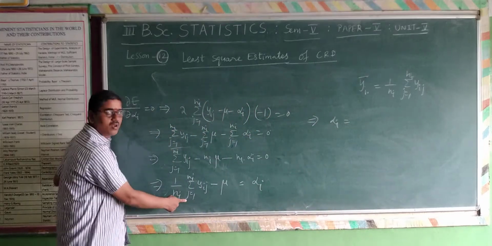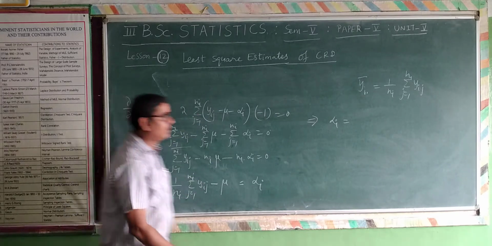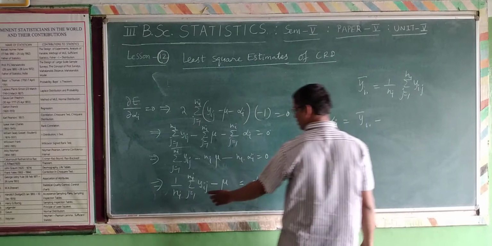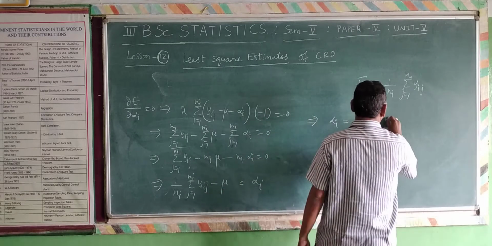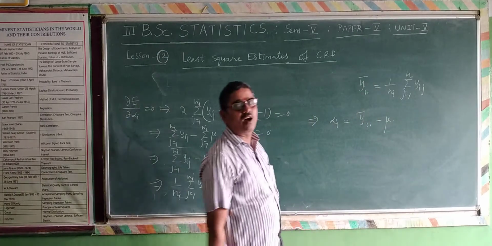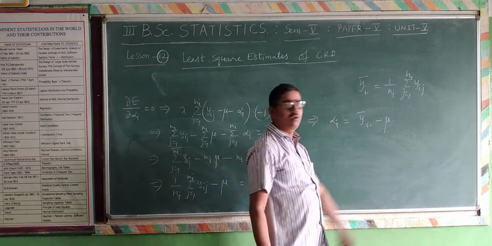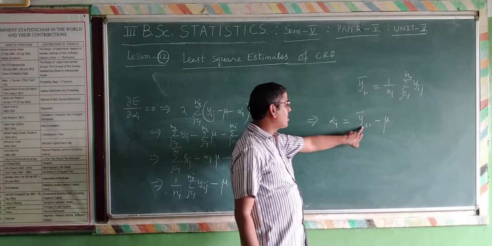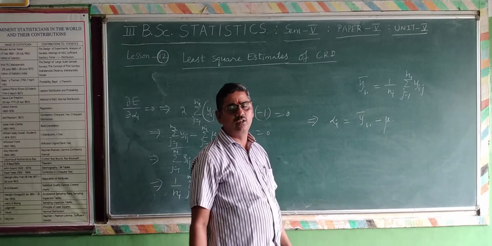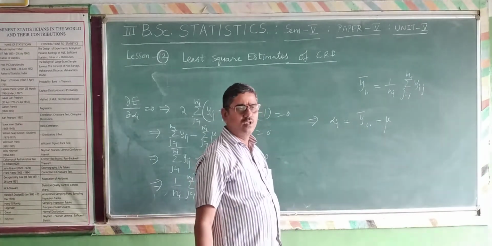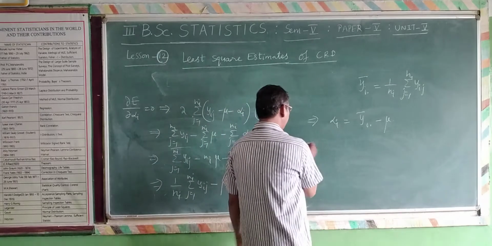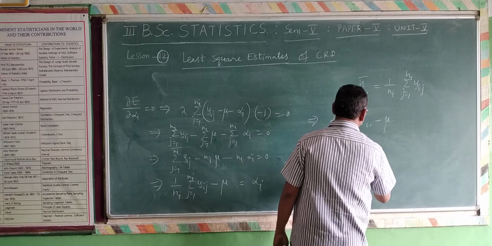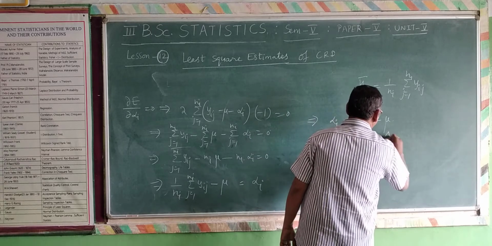You see, what is this formula? It is y bar i dot, I have written there. So it is y bar i dot minus mu. Now we have to estimate alpha i because mu is not a known value, it's a parameter. So y bar i dot you will get from the data, from the table. So alpha i cap is equal to y bar i dot minus mu cap.